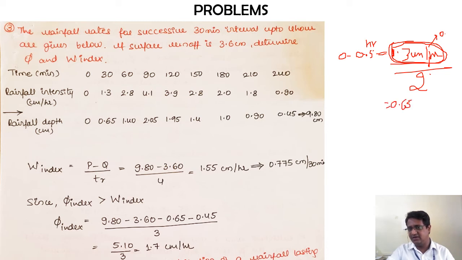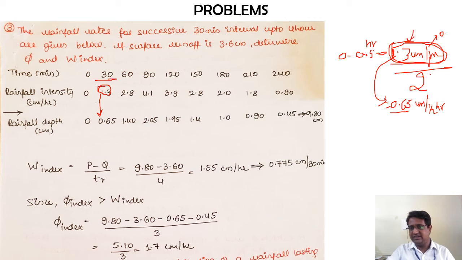0.65 centimeters per half hour. I hope you got this point. So I have converted 1.3 into 0.65. How have I done that? I have basically converted this intensity per hour into the total depth of rainfall. I hope it is clear.